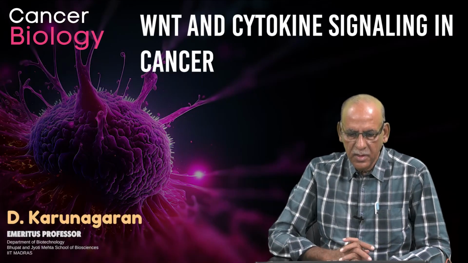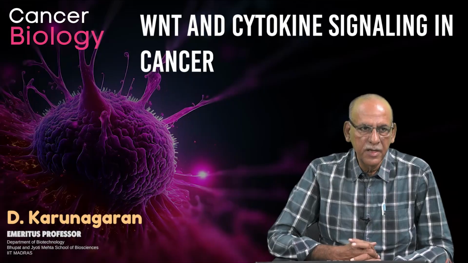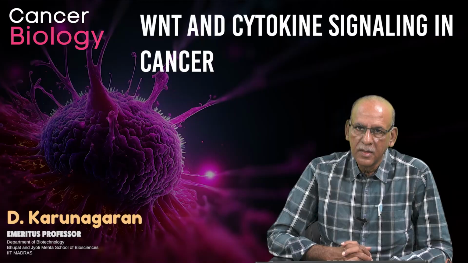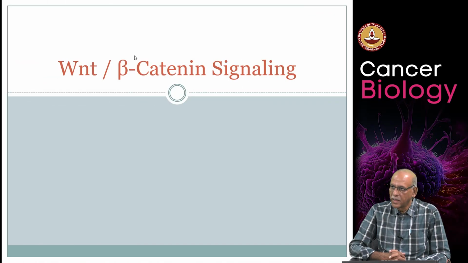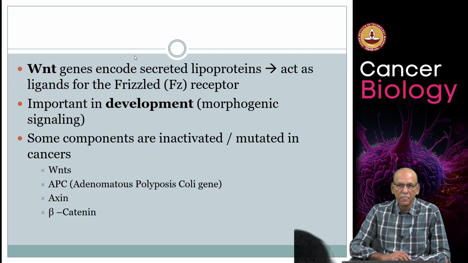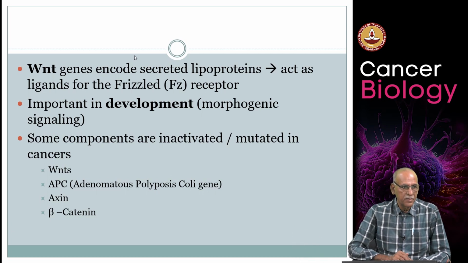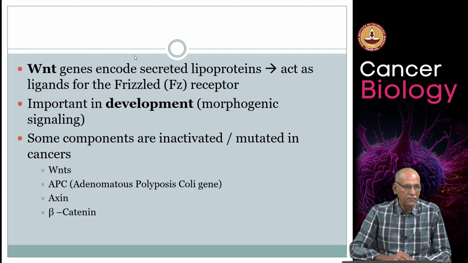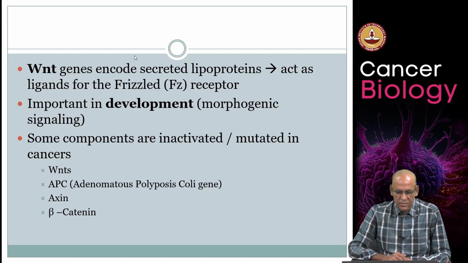Today we will learn about another signaling pathway which is also very important and oncogenic. It's called the Wnt or beta catenin signaling pathway. This pathway is especially important for the development of colon cancer. It contributes to the pathology as well as progression of colon cancer. So, it is very important in that. Of course, it is also important in some other cancers, as we will see as we go along.